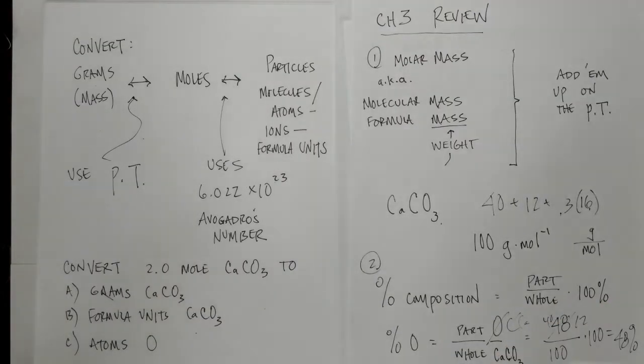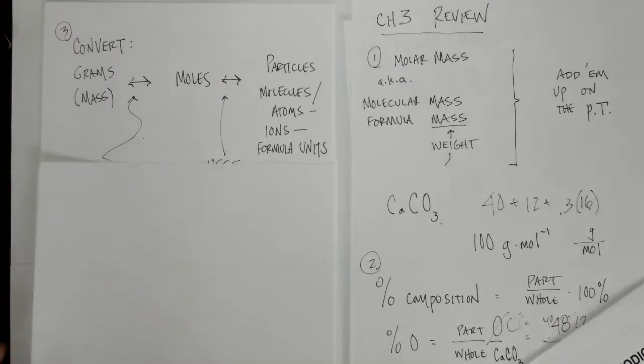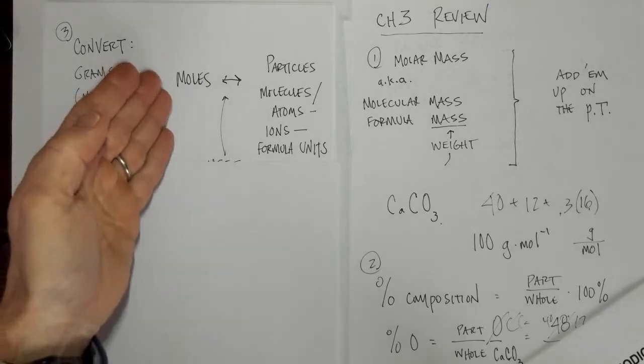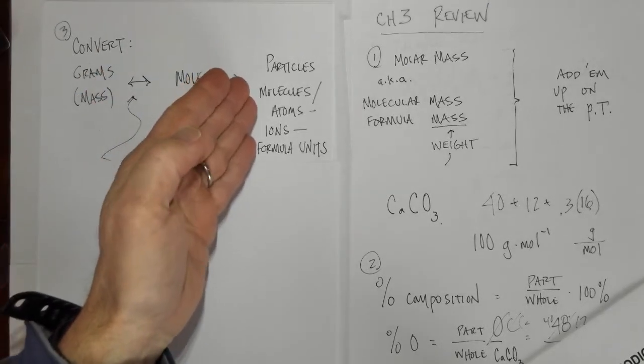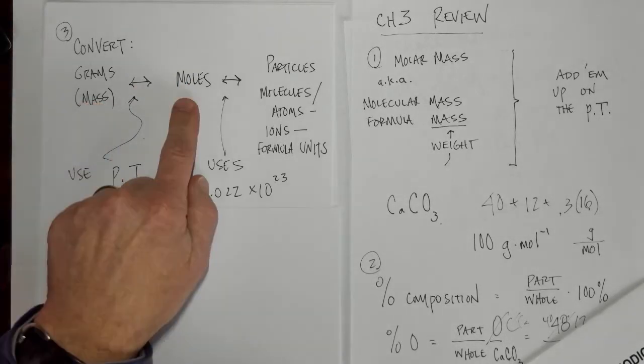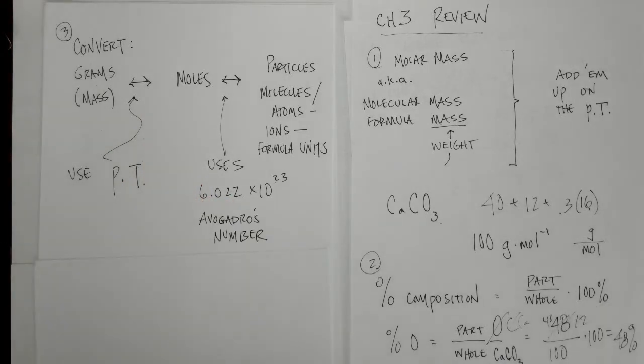Next, we go to converting. This is part 3, or the third thing, actually the fourth thing you should have learned. And this is converting from grams or mass to moles to particles, molecules, atoms, ions, or formula units. To do these conversions, you use the periodic table to go from mass to moles, or you use Avogadro's number to go from moles to particles, atoms, ions, or formula units.